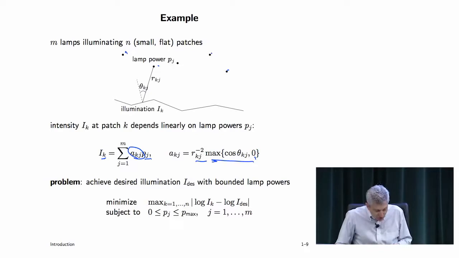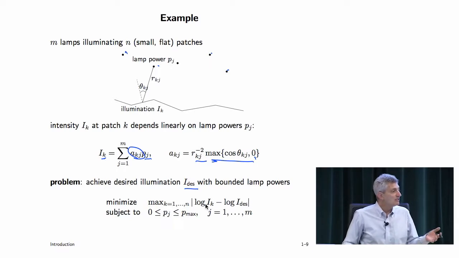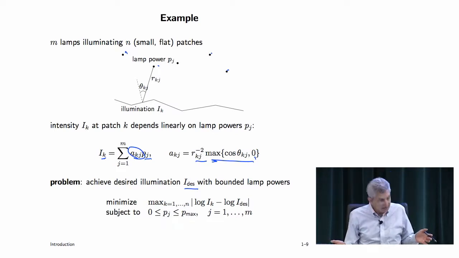Now the question is, you're going to choose the lamp powers. The lamp powers, by the way, have to be between 0 and some maximum power. And what you want is to achieve some constant desired illumination on the bottom. And we're going to measure that by percentage deviation. In fact, by maximum percentage deviation, right? So we're going to take the log of the actual illumination, subtract that from the log of the desired one, and we'll take the maximum of that. So that's basically the minimax percentage error. That's the correct interpretation of the objective, right?